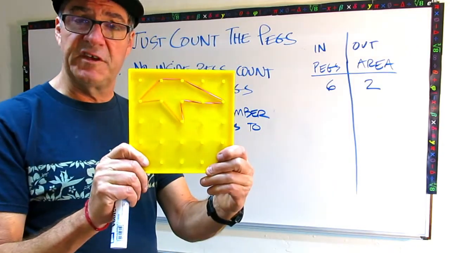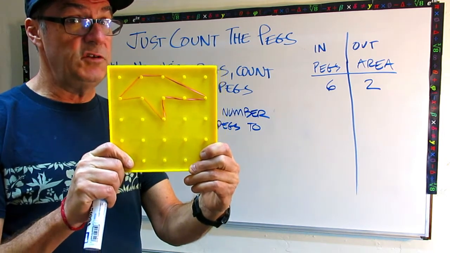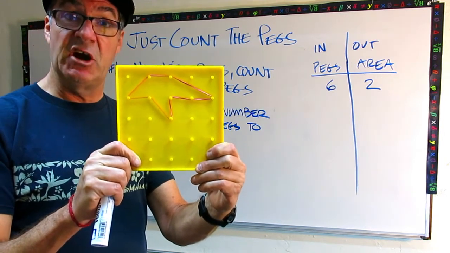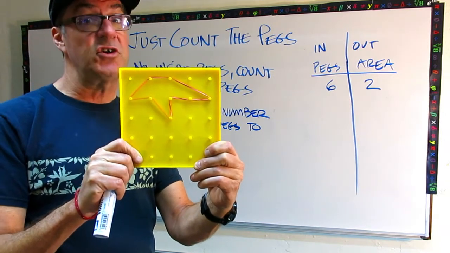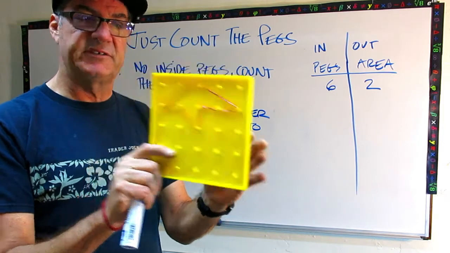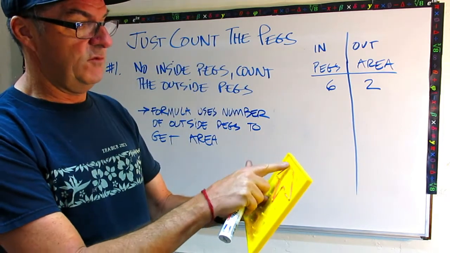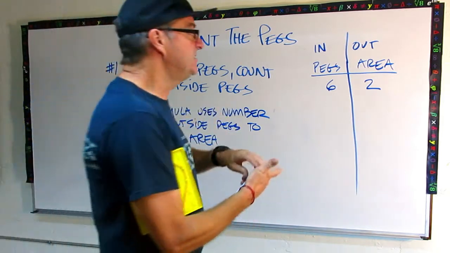So here's a figure that also has no inside pegs, okay? Now if you look at that, you'll see that the area is 3. If you can't see that, pause the video and make sure that you can do that. And then let's count the number of outside pegs. 1, 2, 3, 4, 5, 6, 7, 8. So I have an area of 3 with 8 outsides.